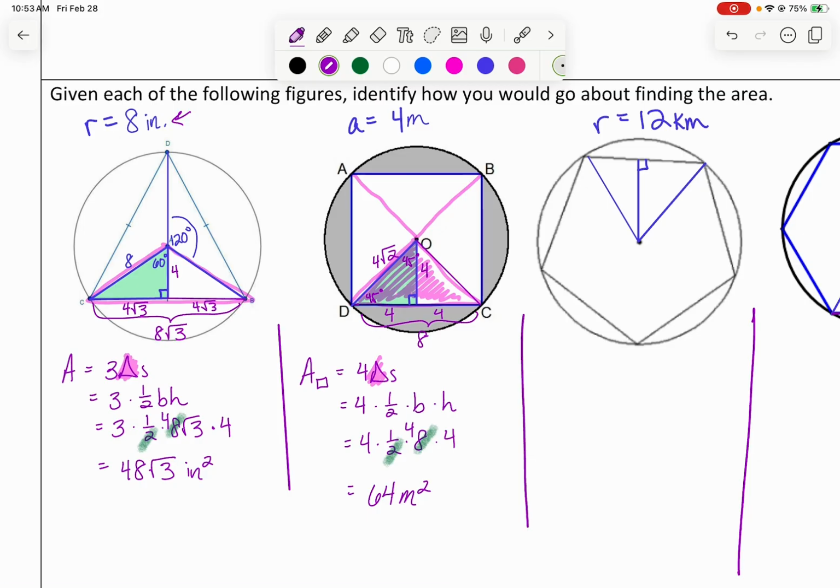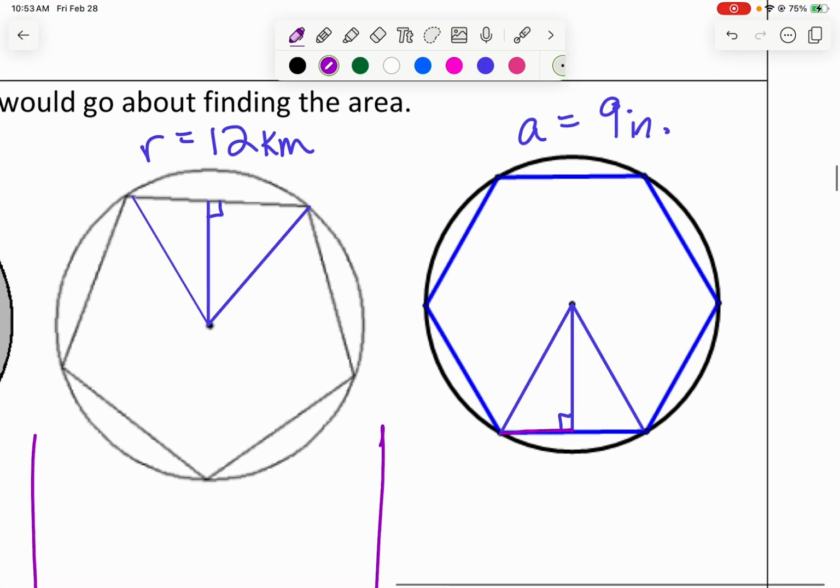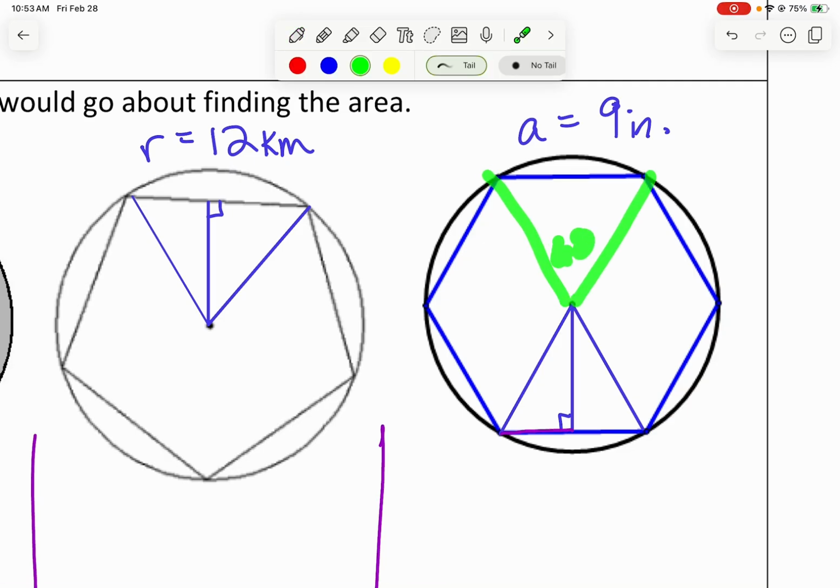So before we do the pentagon, let's go ahead and do the hexagon. So for this one, the central angle of a hexagon is 60 degrees, which means half of 60 is 30. So now this is a 30, 60, 90. And we were told the apothem is 9 inches. So now go ahead, take a pause, find the 2 missing side lengths in this triangle in green, and then come back to check your work.